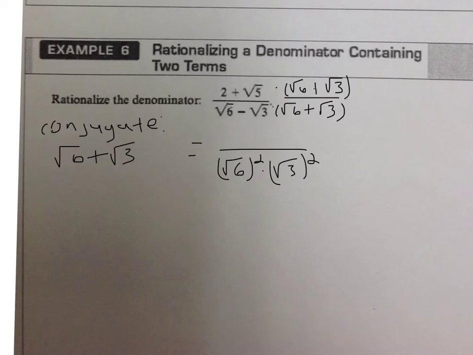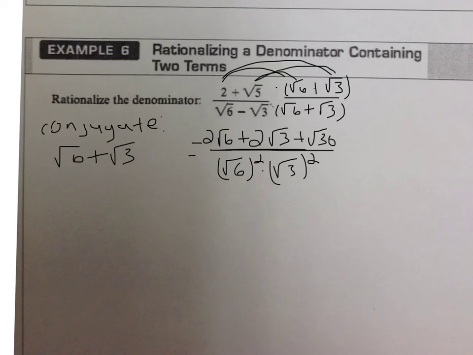The top, not as easy, because now we have two terms to multiply by, which means we've got to FOIL. So we're going to take 2 times the square root of 6, that's 2 times the square root of 6. And we're going to have 2 times the square root of 3, so plus 2 square root of 3. And then we're going to have square root of 5 times the square root of 6. We can actually multiply those, that's the square root of 30. And the square root of 5 times the square root of 3, again, we can multiply those. That's going to be plus the square root of 15.